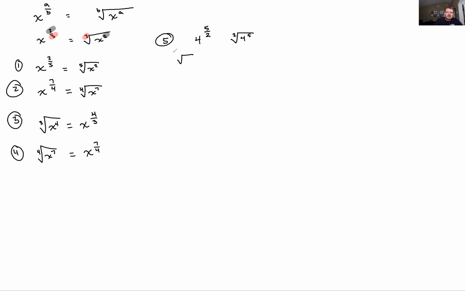So for instance here, if I do the square root of 4, you don't have to write that 2, but just because we have the fractional exponent, square root of 4, I know, is 2, and then 2 to the 5th power is 32. Again, you could evaluate it the other way. If you wanted to do 4 to the 5th power first, that's fine, but then you're having to do 4 to the 5th power.